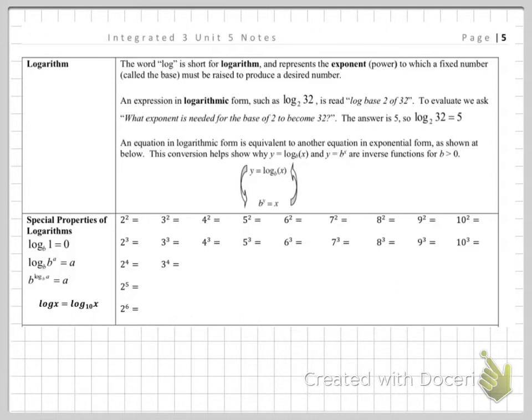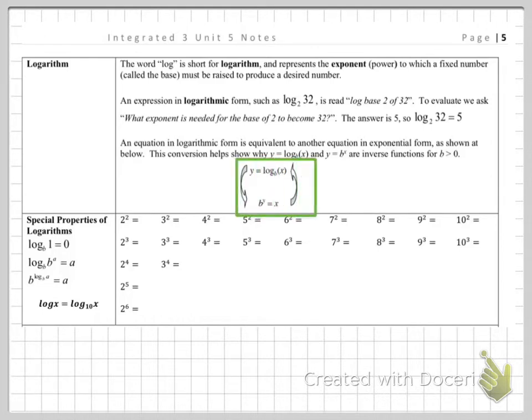An equation in logarithmic form is equivalent to another equation in exponential form shown below. This conversion is why y equals log base b of x and y equals b to the x are inverse functions for b greater than 0.